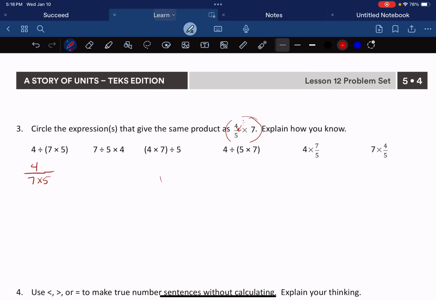So if they notice to do that, they don't necessarily fully have to solve everything out. But if they don't notice that, they're going to want to solve each and every one of them and pick the ones that are equivalent to that.